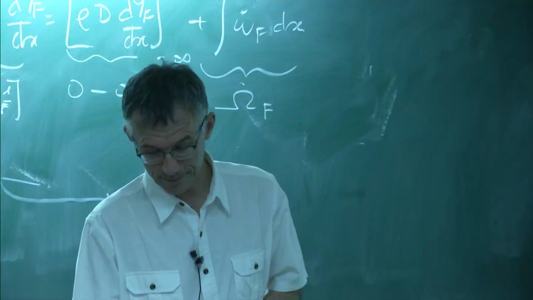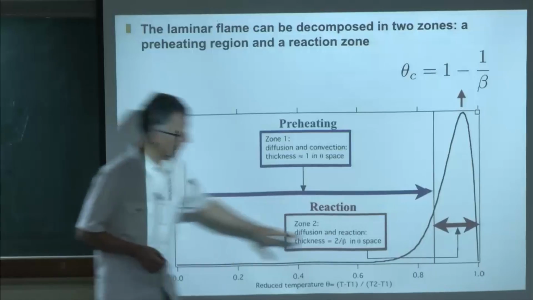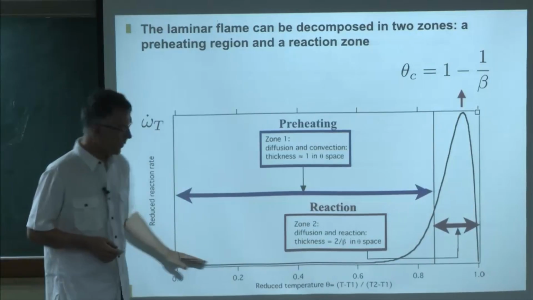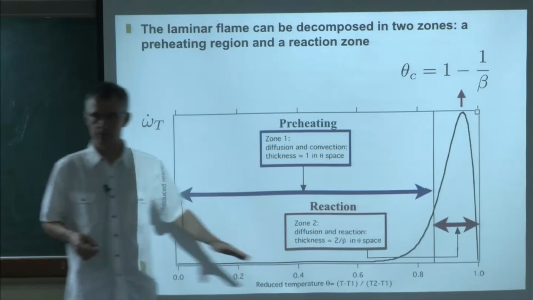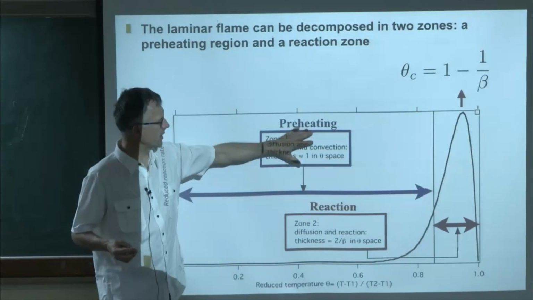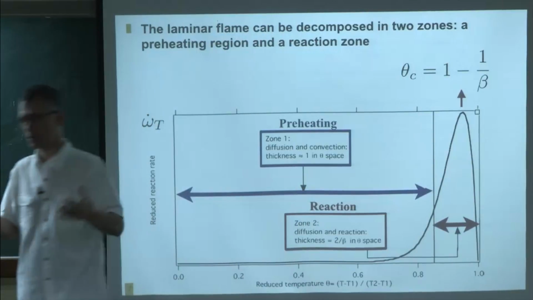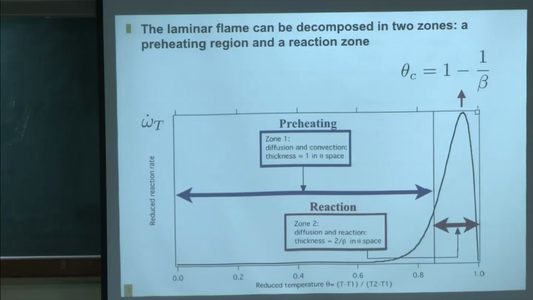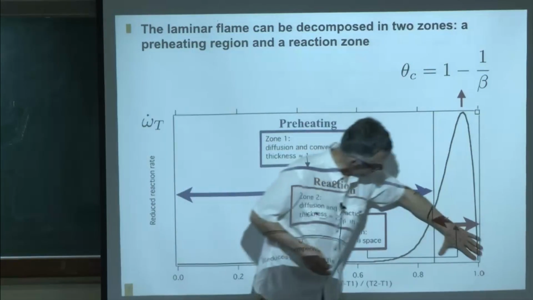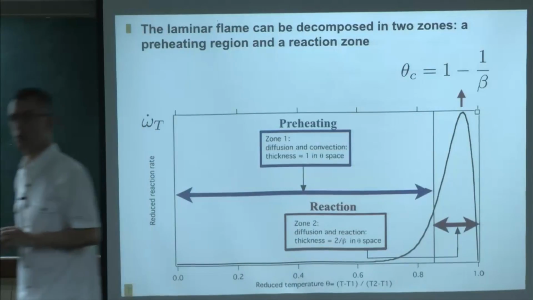How do you do that? Well, since you see that there are basically 2 zones in this flame, you split it in 2. You say, when temperatures are low in the flame, nothing is happening in terms of reaction rate. So we'll call it the preheating zone, and in this zone, we don't have to worry about combustion. There's only convection and diffusion. And then, if you're close enough to this value here, then suddenly you have combustion, and you have what we will call the reaction zone.